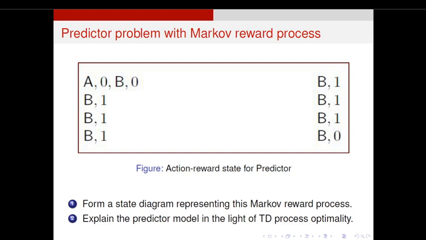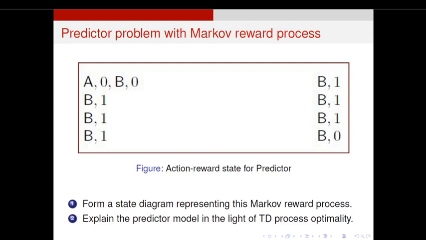That is the first question. From this, form a state diagram representing this Markov reward process. Why is it called a Markov process? A Markov process is a mathematical model in which the movement is divided into different states, and the state probability should be known. But here the state probabilities are not given explicitly. We can calculate the state probabilities using this table.